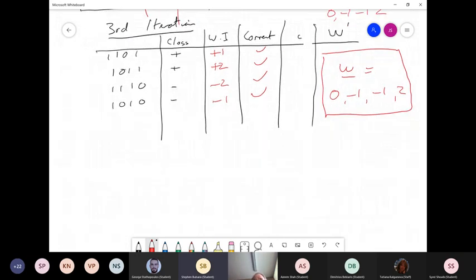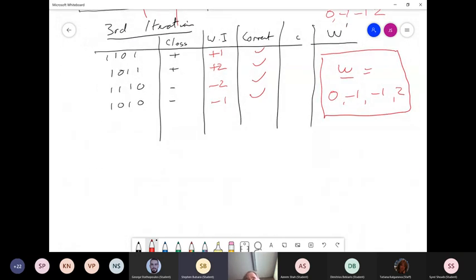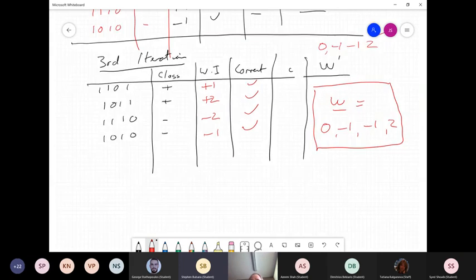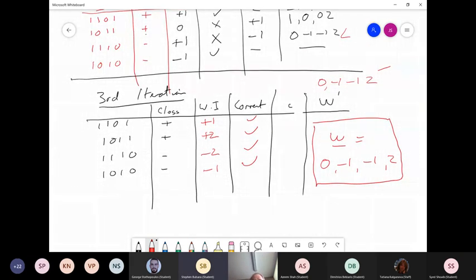Now, Sir, with I2, would the W.I not be plus 1 instead of plus 2? For I2, let's check again. 0, 0, minus 1, plus 2. It is plus 1. Well done.